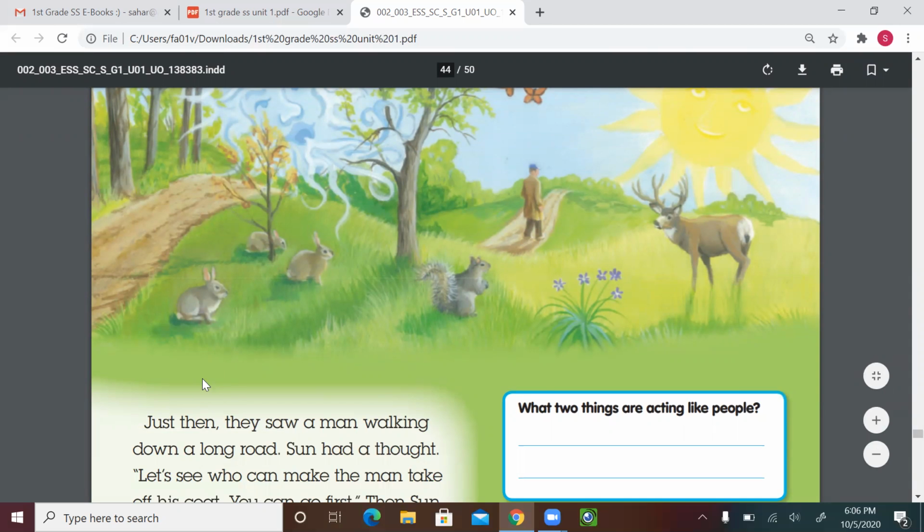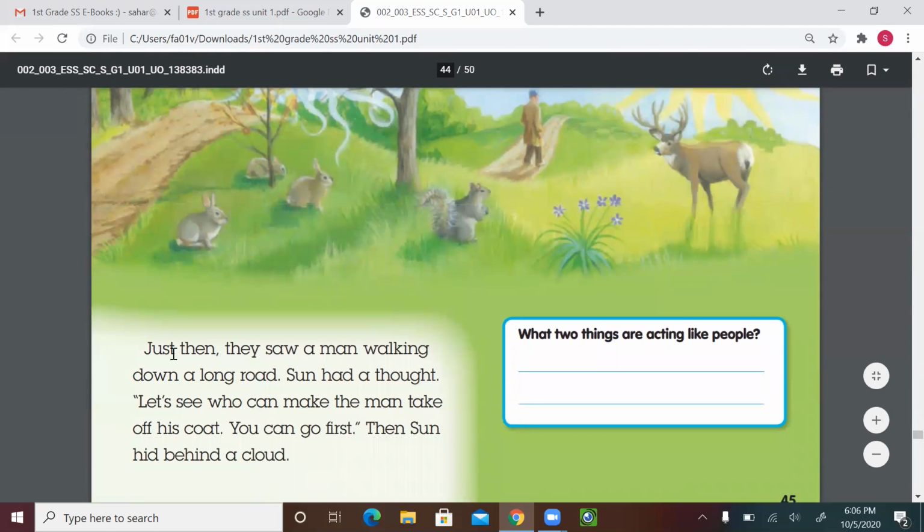All right, turn the page. Just then they saw a man walking down a long road. Do you see this man? And we see in the forest all these creatures and animals. All right. Sun had a thought. Let's see who can make the man take off his coat.